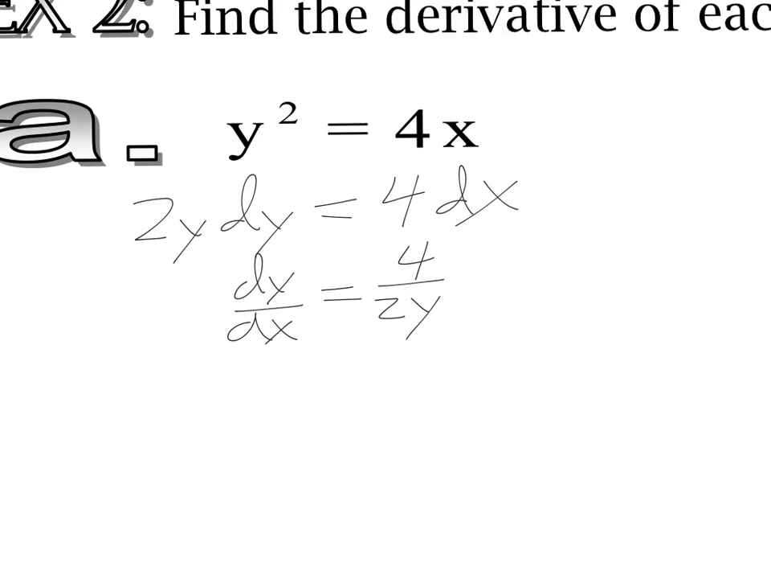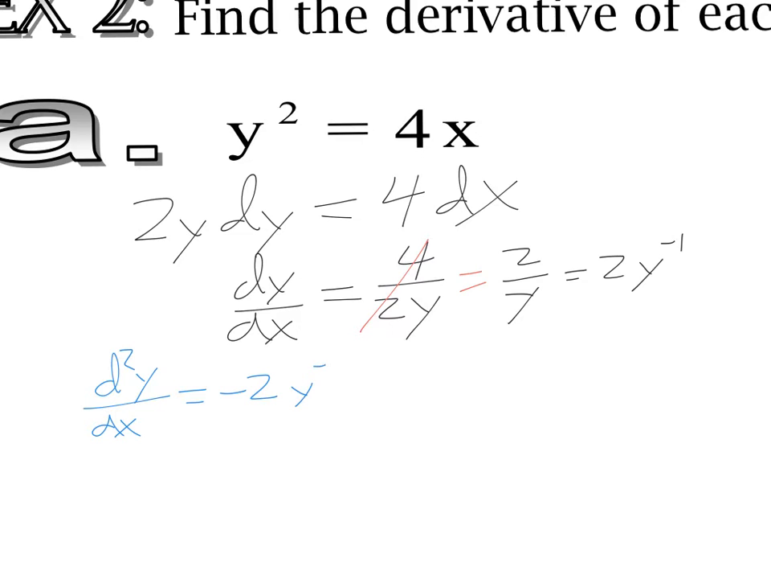Okay. A couple different ways we can think about this. First of all, we can reduce this. So this is just 2 over y. And if it's 2 over y, then it's the same thing as 2 times y to the negative 1. And it might be a little bit easier to think about it that way when we go to take the derivative now, because we're going to do the second derivative. We'll do the second derivative in blue. So the second derivative is d²y over dx equals the derivative of 2y to the negative 1, which is going to be negative 2y to the negative 2 dy.